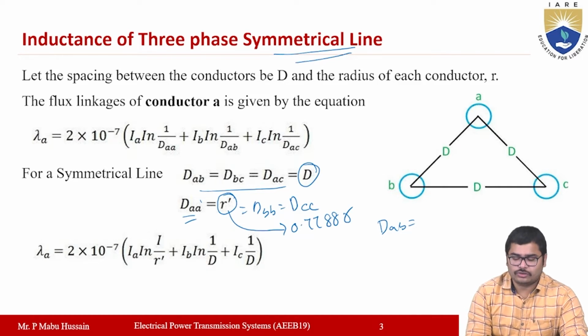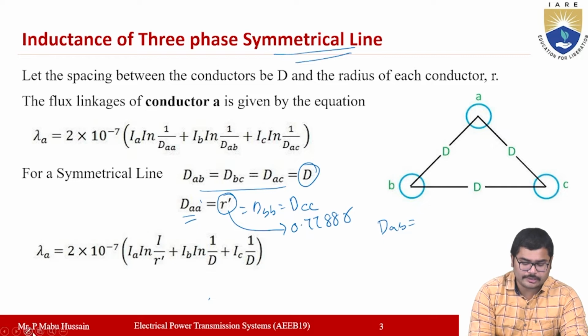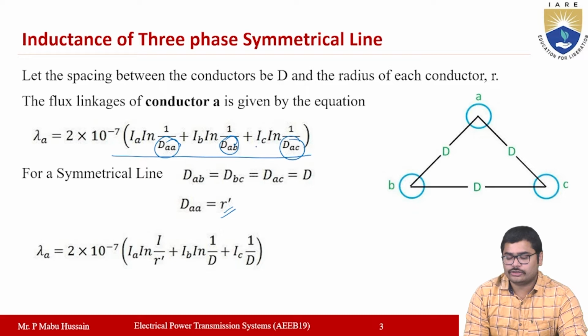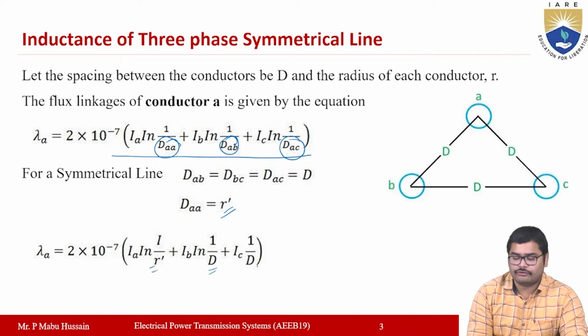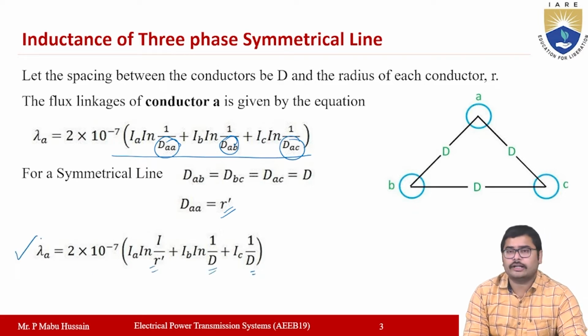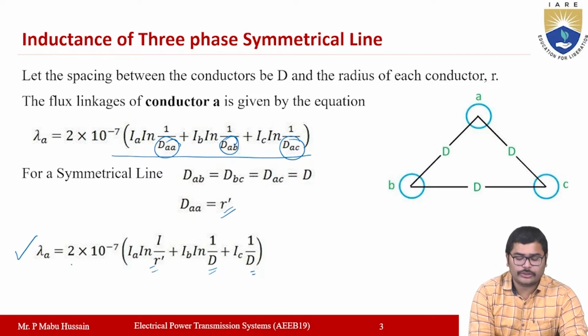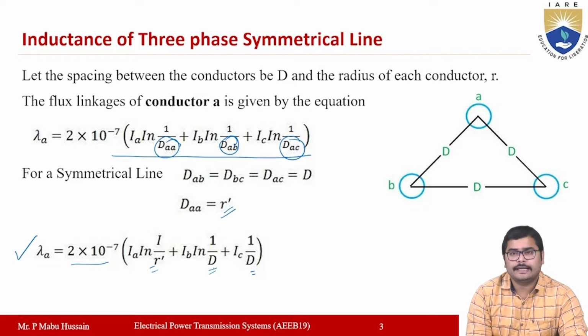Now if you substitute these values in this equation, DAA is R dash, and DAB and DAC are both capital D. Then the flux linkage of conductor A due to current flowing in all three conductors will be lambda A is equal to 2 into 10 to the power of minus 7 into IA ln 1 by R dash plus IB ln 1 by D plus IC ln 1 by D.